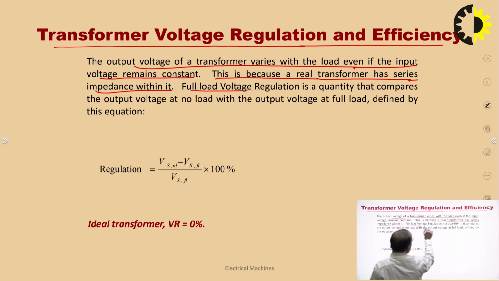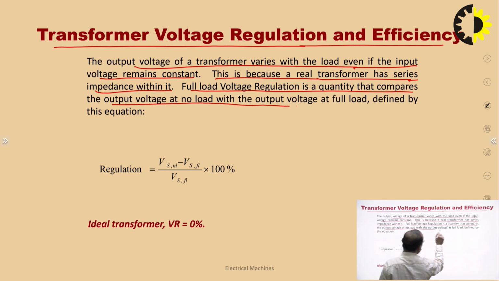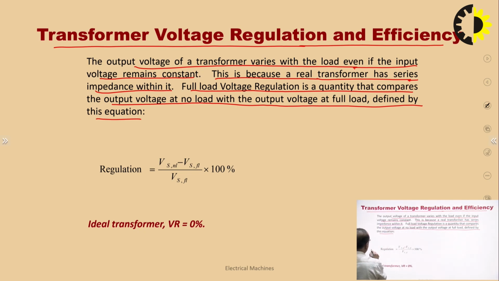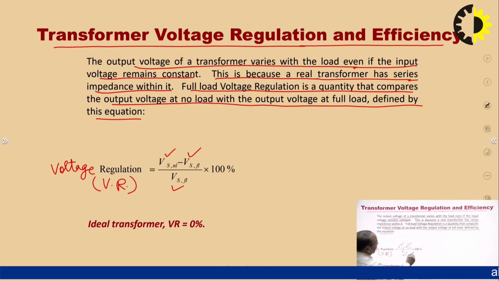Full load voltage regulation is a quantity that compares the output voltage at no load with the output voltage at full load, defined by this equation. This term voltage regulation, in short we write it VR, V for voltage, R for regulation. It is the no load voltage at secondary minus full load voltage at secondary, upon full load voltage at secondary, multiplied by 100 to find it in percentage voltage regulation.